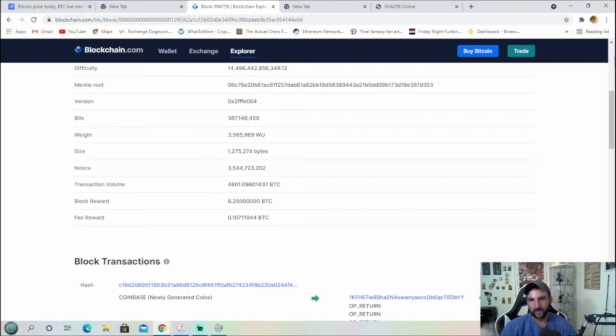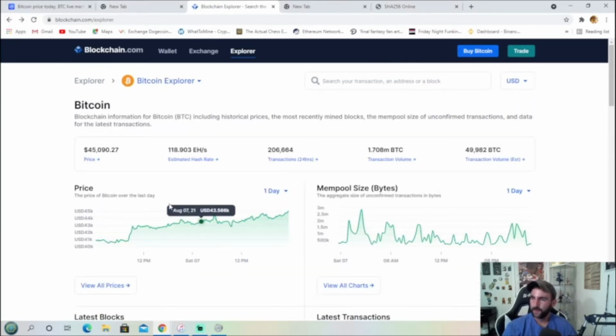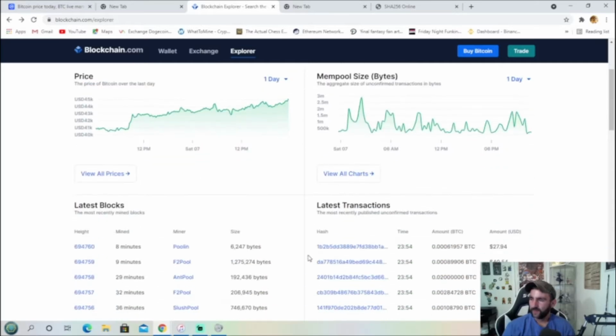And so it just keeps going. And eventually the block reward will stop once Bitcoin reaches 21 million Bitcoin in the Bitcoin network. So right now, the supply of Bitcoin, what is the supply of Bitcoin?